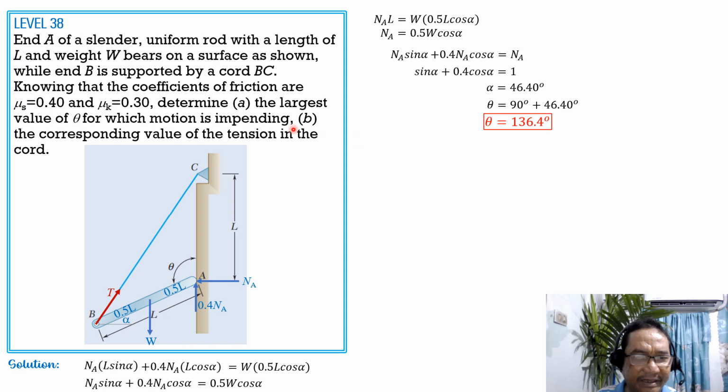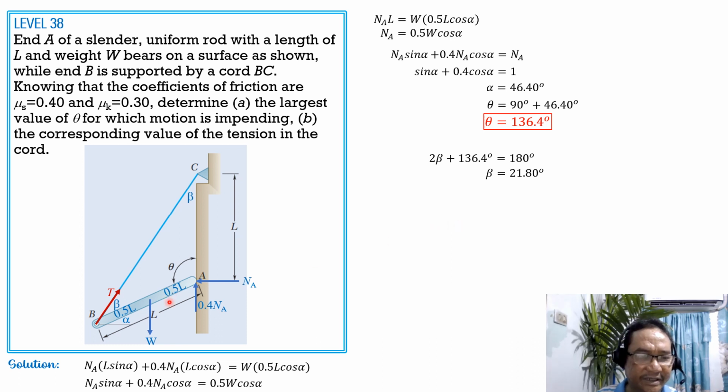And for part B, the corresponding value of the tension in the cord, if we sum forces horizontal, we have T cosine of alpha plus this angle equals NA. Let's call this angle beta, and this is also beta. This is an isosceles triangle with two equal legs. Since we have found theta, we can compute beta. So 2 beta plus theta, 136.4 degrees, equals 180 degrees. That means beta is equal to 21.8 degrees.